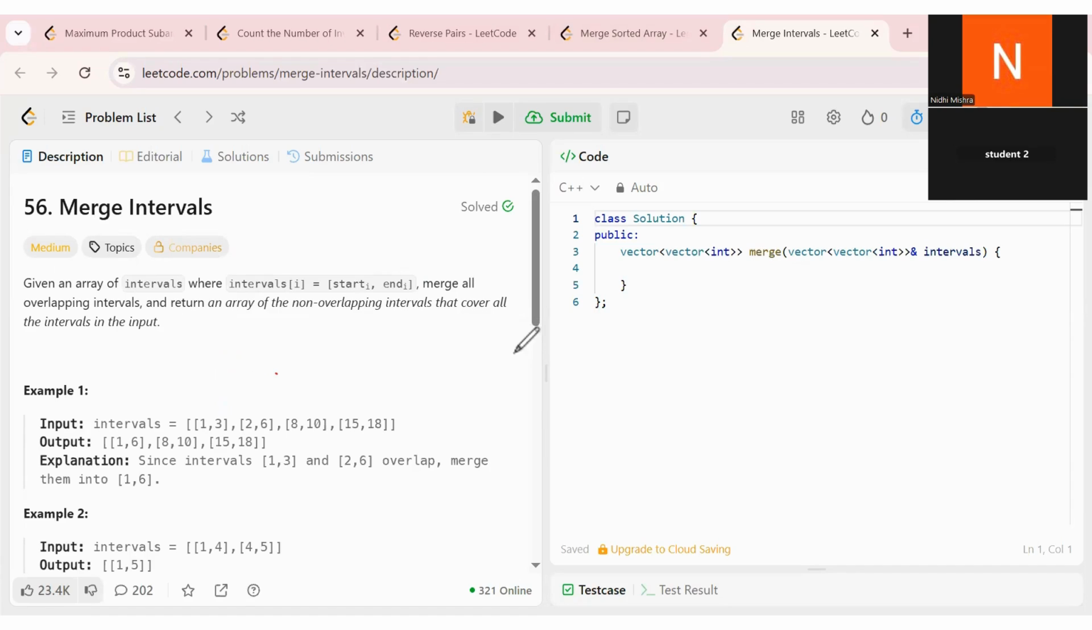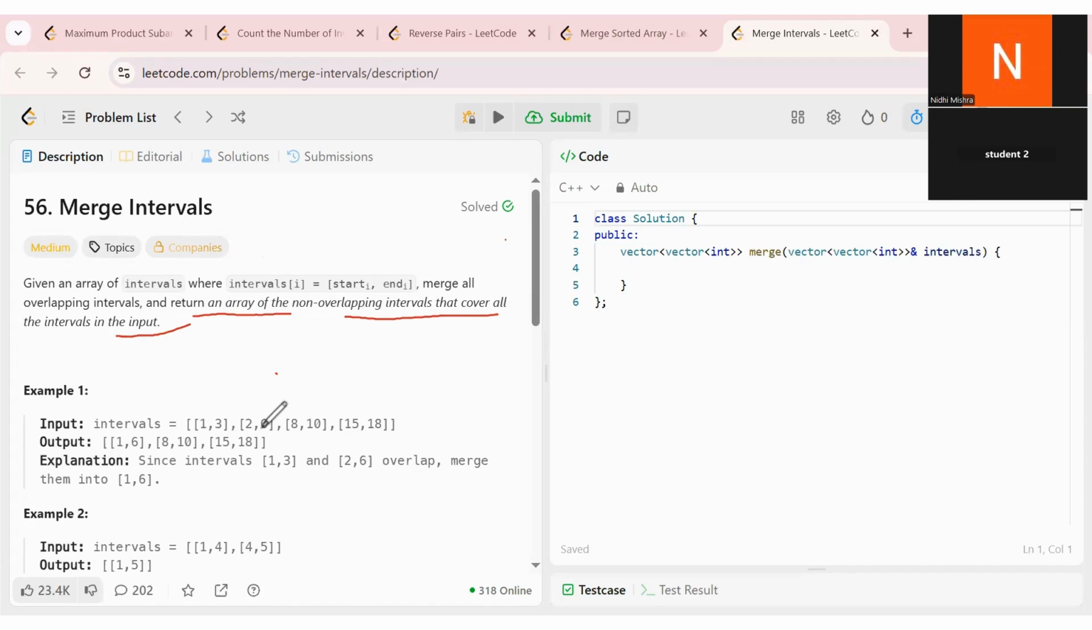When those intervals are given, we have to merge if there are any overlapping ones. That is, if one is overlapping with the other one, we have to merge those. And if they are not overlapping, we have to just separately add them into a separate array and return the final array. We have to return an array of the non-overlapping intervals that cover all the intervals in the input.